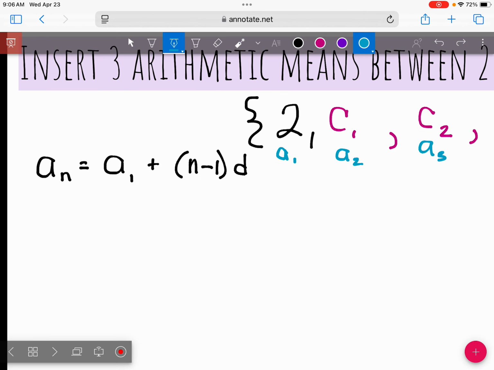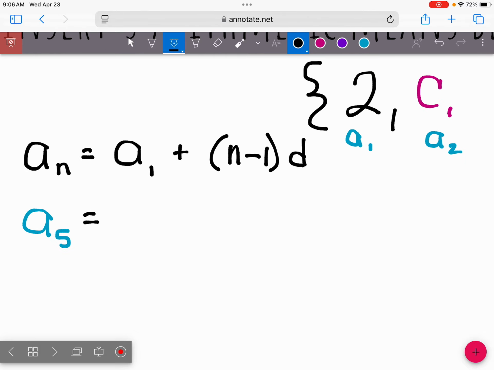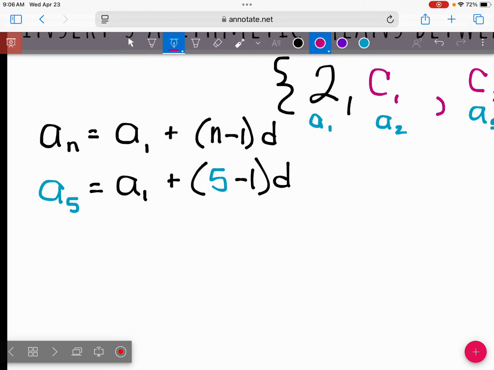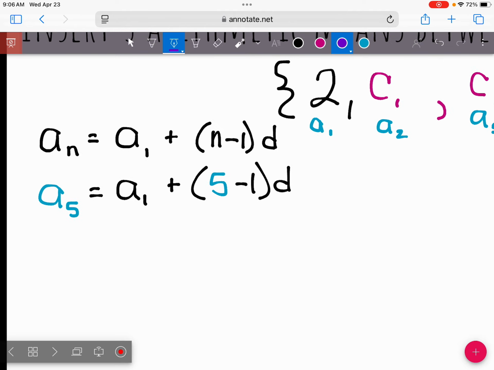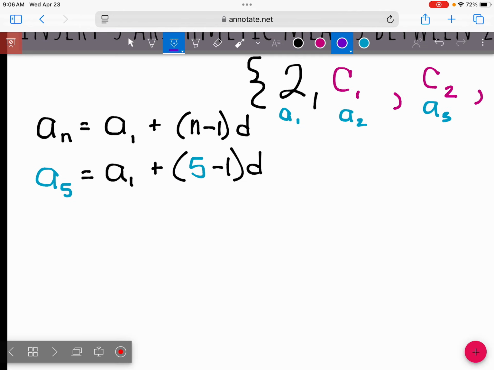So let's do this. We're going to put our a sub 5 here. Just filling pieces in a little bit at a time. We're going to put our a sub 1 here because our 5 is our n. And we want to find that common difference. So we know our values of a sub 5 and a sub 1. A sub 5 was our 9. A sub 1 is that 2. And 5 minus 1 gives us 4 times that common difference.